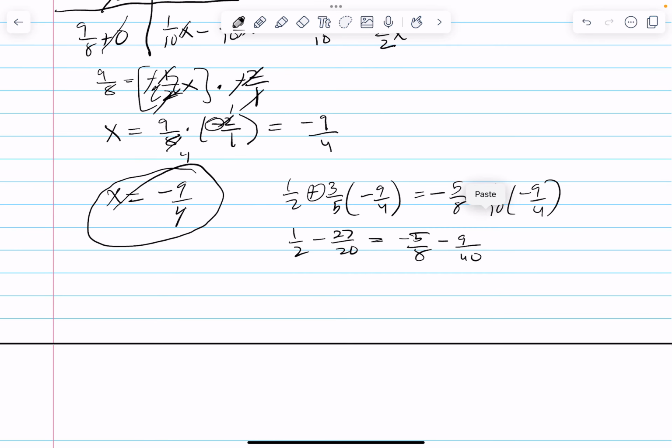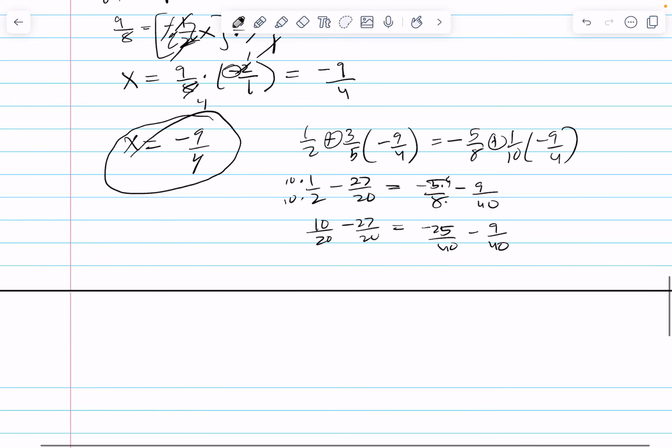Okay, so let's convert the fractions. To convert 1/2 to 20, we have to multiply the fraction by 10. So 10 over 20, like this. And here, we wanted to get to 40, so we got to multiply by 5. So minus 27/20 equals negative 25/40 minus 9/40. And this will equal negative 17 over 20 equals negative 34 over 40.